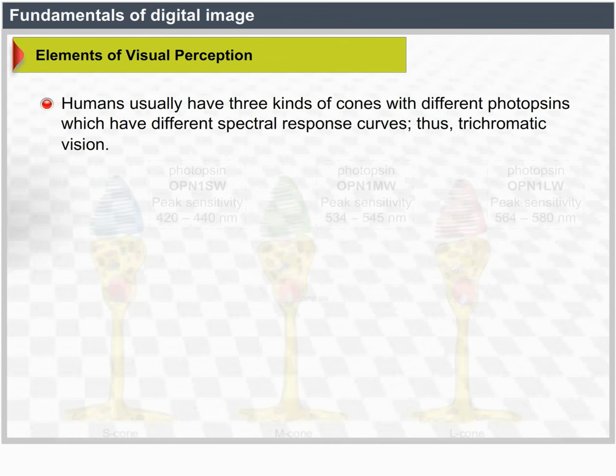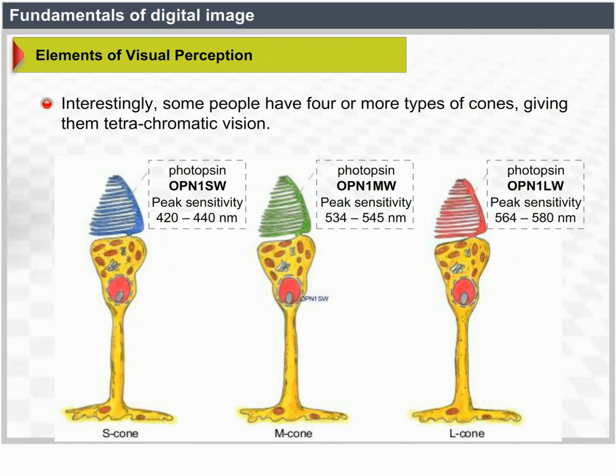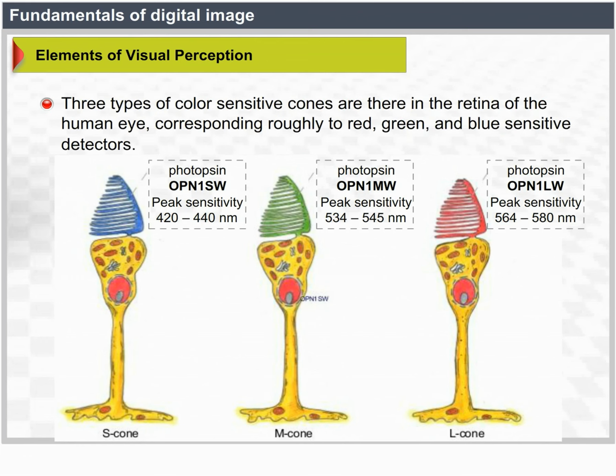Humans usually have three kinds of cones with different photopsins, which have different spectral response curves, resulting in trichromatic vision. Interestingly, some people have four or more types of cones, giving them tetrachromatic vision. Three types of color-sensitive cones are there in the retina of the human eye, corresponding roughly to red, green, and blue sensitive detectors.